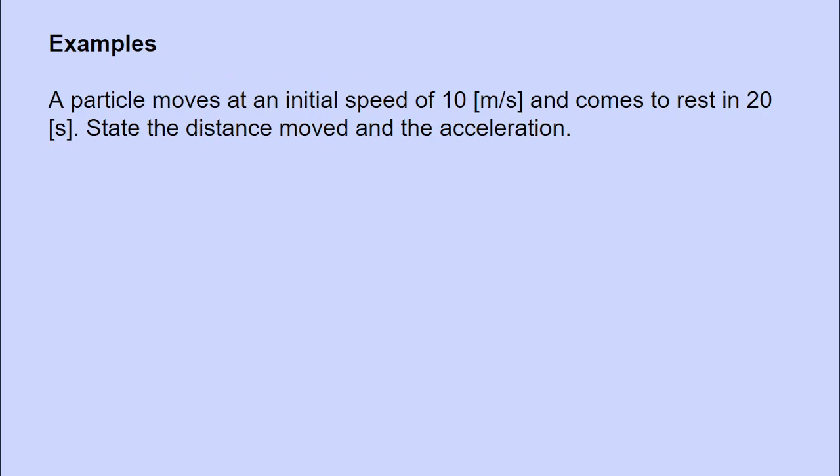Let's take a look at an example. A particle moves at an initial speed of 10 meters per second and comes to rest in 20 seconds. State the distance moved and the acceleration. In these examples, remember that we are taking the acceleration as constant. Also remember that we are working in a Euclidean space.